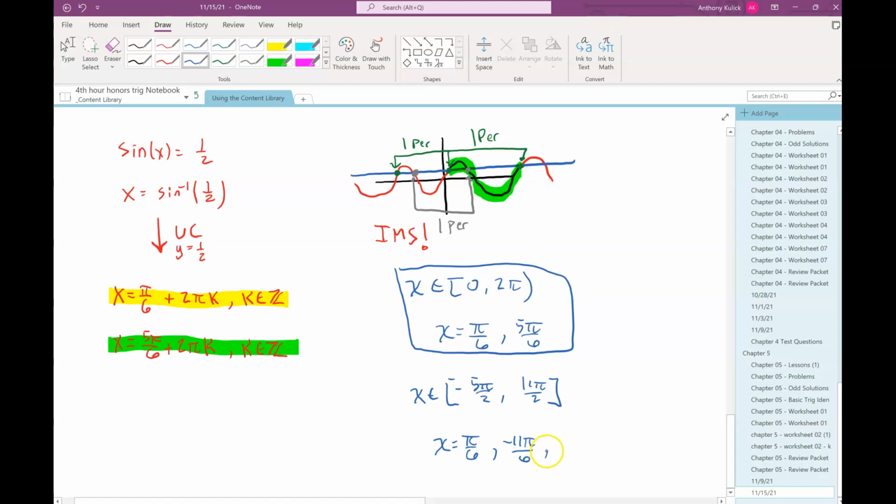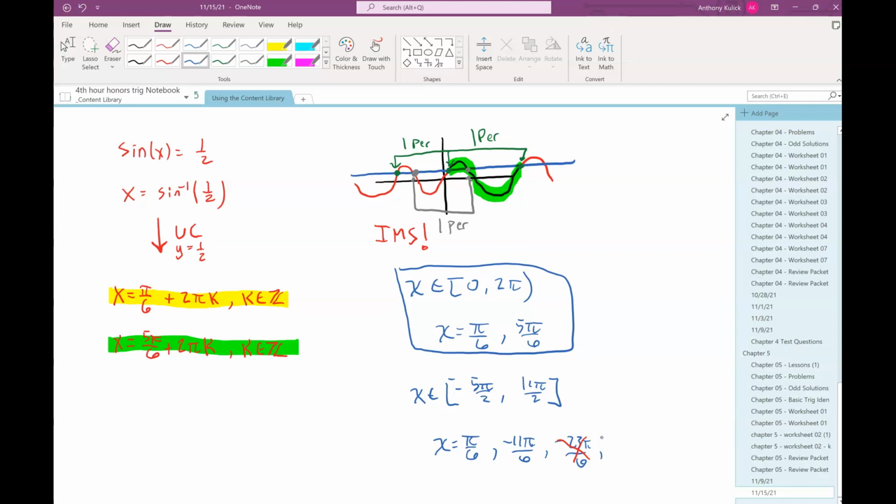If I subtract another 2 pi from this, I'd be at negative 23 pi over 6. But that answer is too small, right? That's almost negative 4 pi. That's too small, so we won't take that one. So we found all the negative answers. There's just one of them.